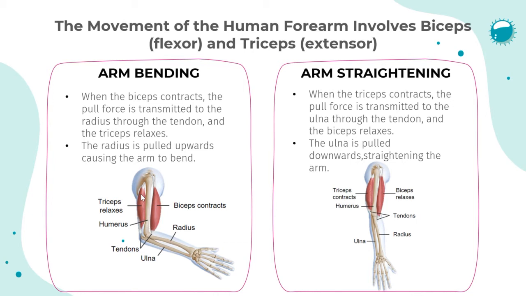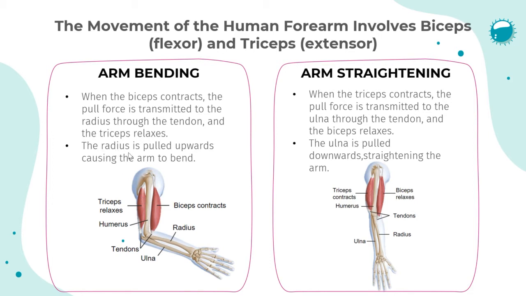Okay, so just remember that the muscles work in antagonist. When one muscle contracts, the other muscle will relax. So I repeat, when the bicep contracts, the pull force is transmitted to the radius through the tendon. This is referred to as the tendon. And at the same time the tricep relaxes. What happened next?